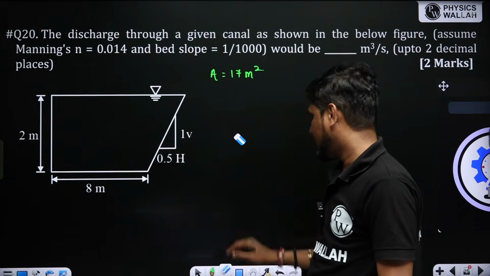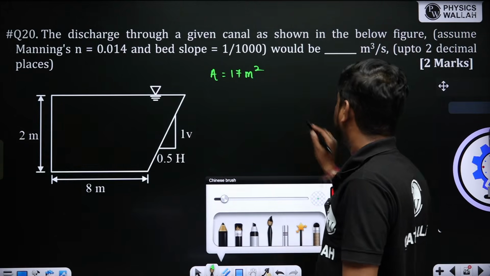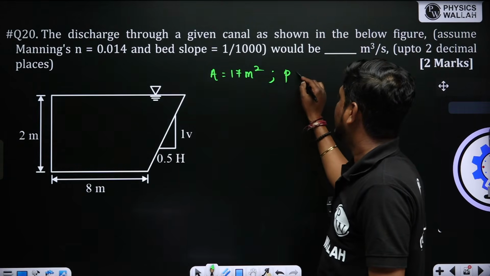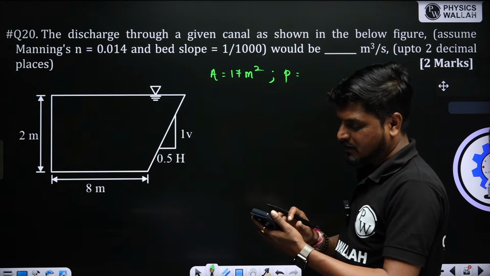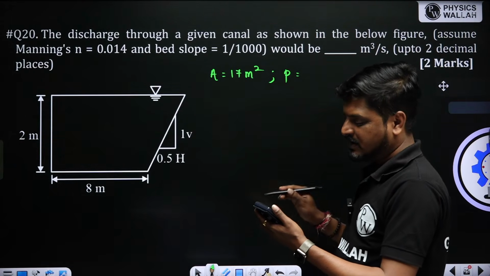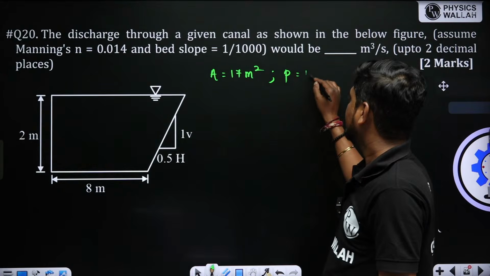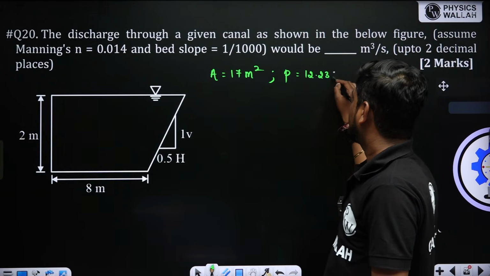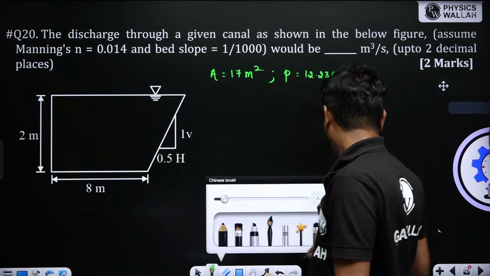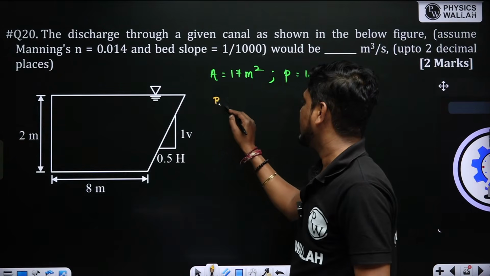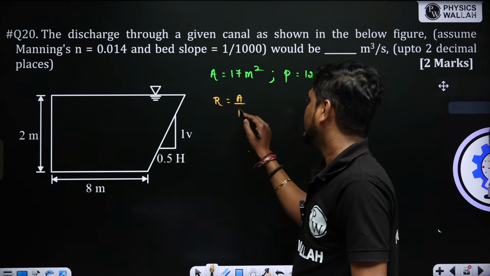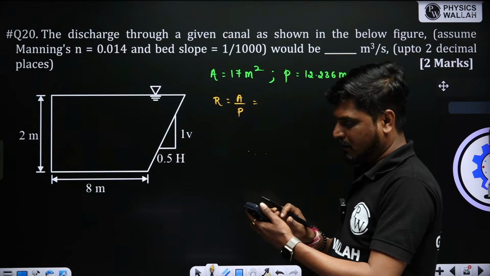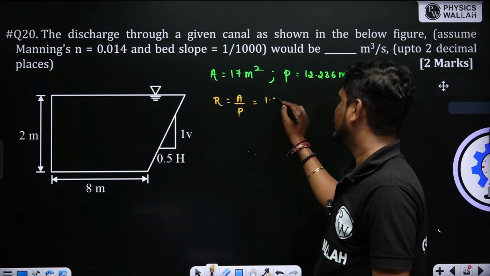Is the value correct? Then you calculate the perimeter. Perimeter you will get as 12.236. Please do check my values. Then you can calculate the hydraulic radius, R is equal to A by P. So this will be about 1.389.